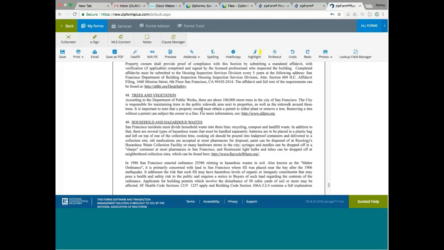See here, you must obtain a permit to either plant or remove a tree. So not just removing, but planting too. Okay? You need to get a permit if it's in the public sidewalk area. Household and hazardous waste. San Francisco, there are three different bins. So you have to divide your household waste into three different bins. One for recycling, one for compost, and one for landfill.